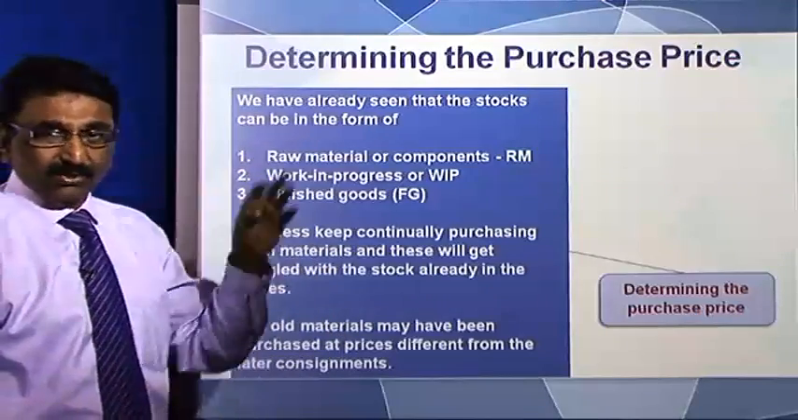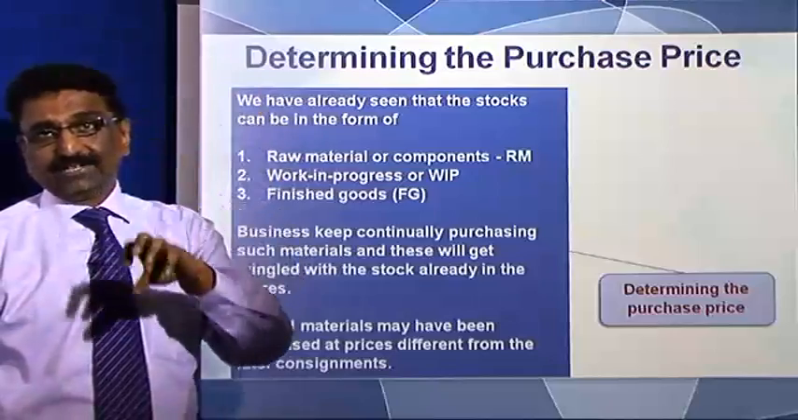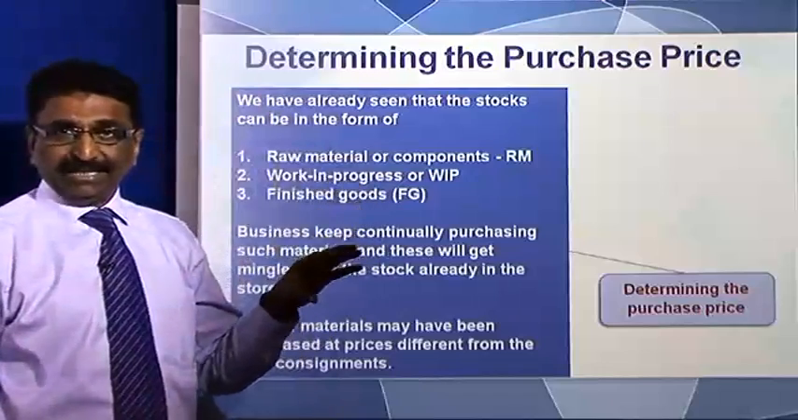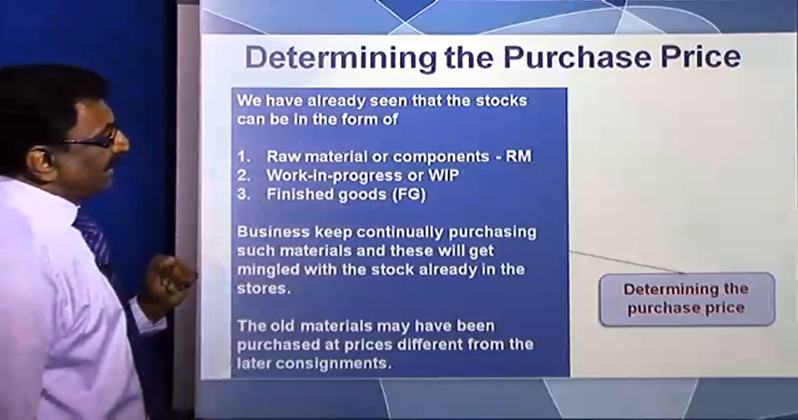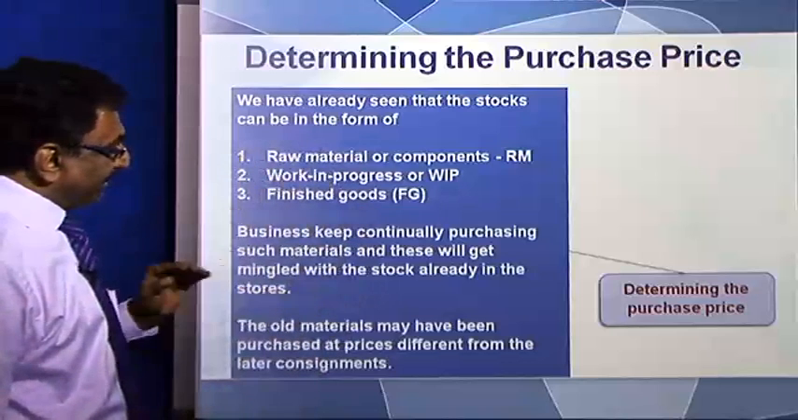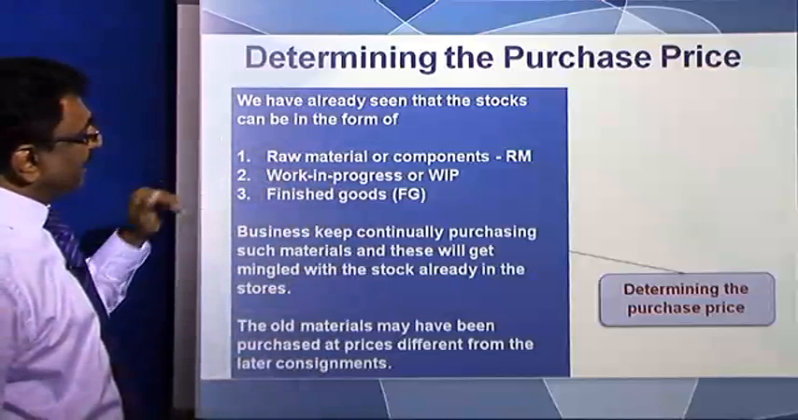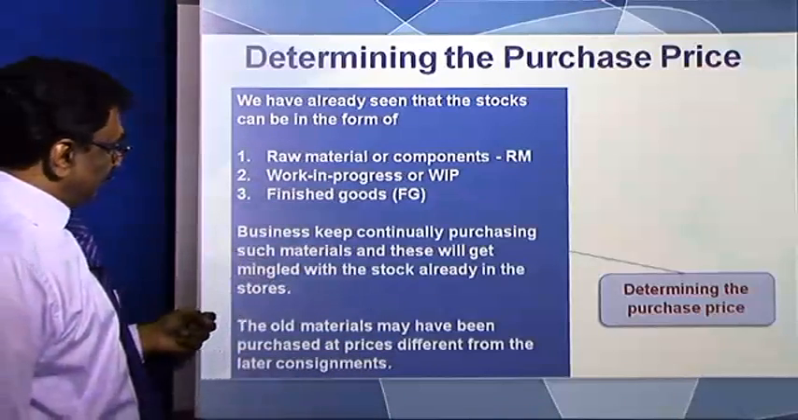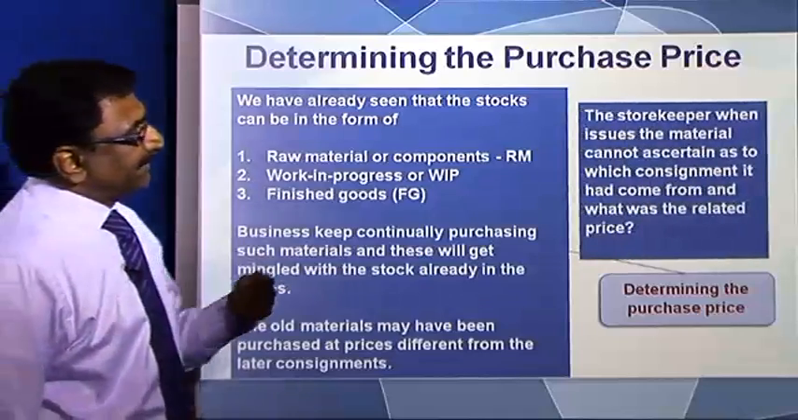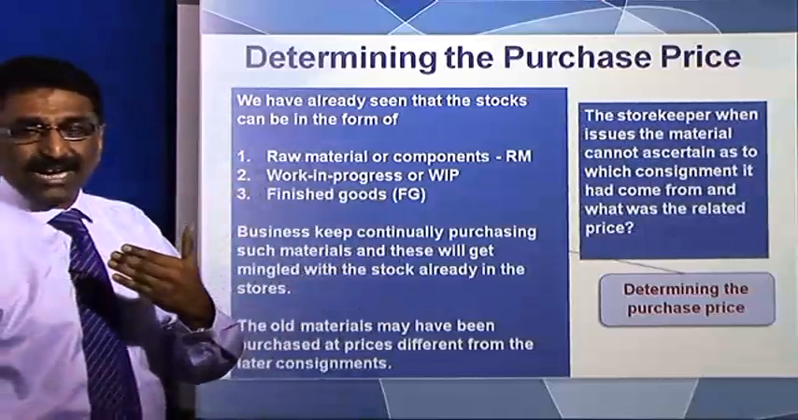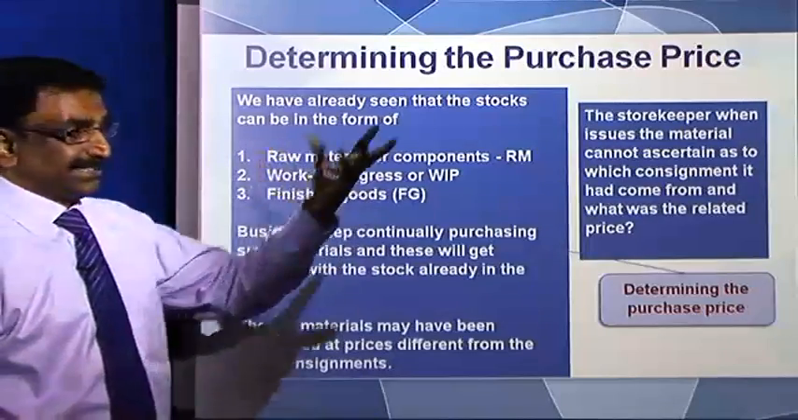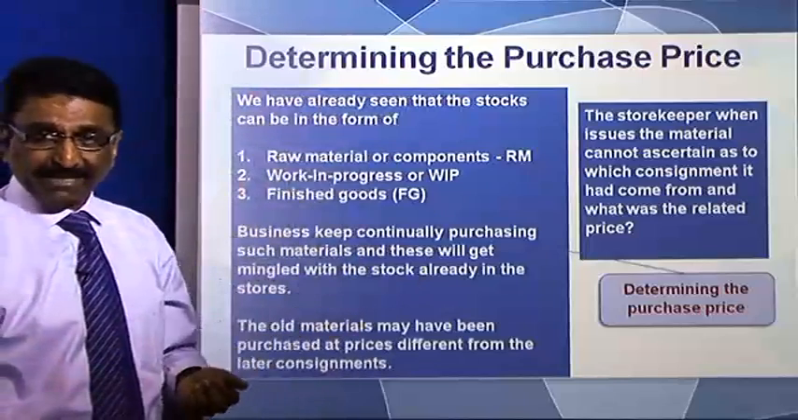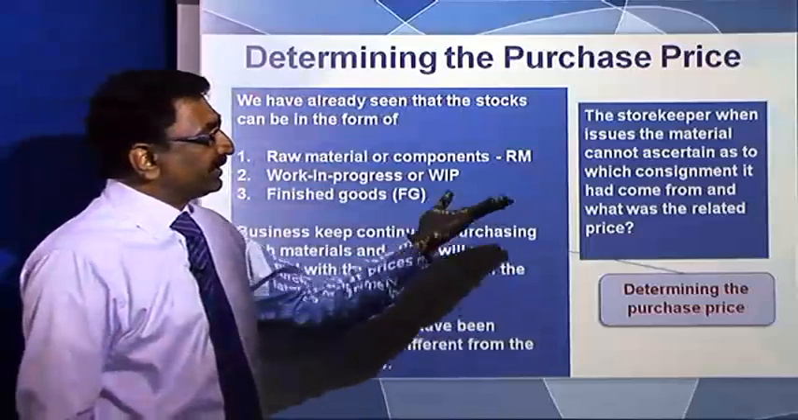Now in the warehouse, you cannot segregate them supplier-wise or batch-wise and keep them. You keep all the stuff that is of similar nature together. In such a situation, what is likely to happen is that all these are mingled together, raw material and finished goods, and you then need to understand how to price the issue. The problem with the storekeeper is that when he is issuing the material, how does he look at pricing it? What price does he take? Does he take the price that was initially incurred, or the recent price at which he has purchased, and so on and so forth.